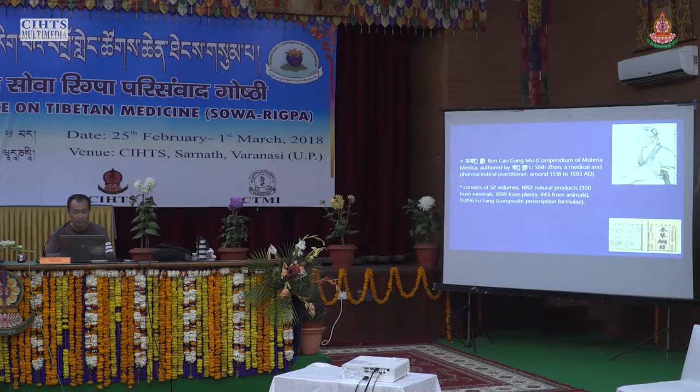There's also another book called Ben Cao Gang Mu. Okay, this one is written by Li Shizhen during the period around 1518 to 1593 AD. It consists of 52 volumes, 1892 natural products from minerals, plants, animals, and Fu Fang. Fu Fang means prescription formula. So there will be a lot of herbs that make up one formula.